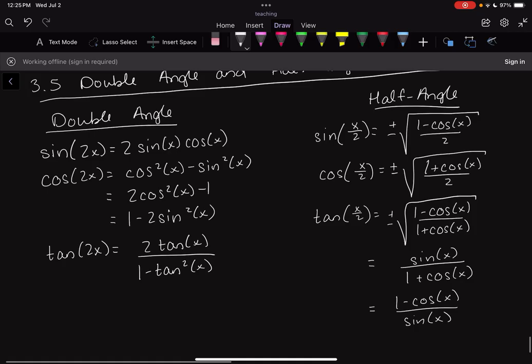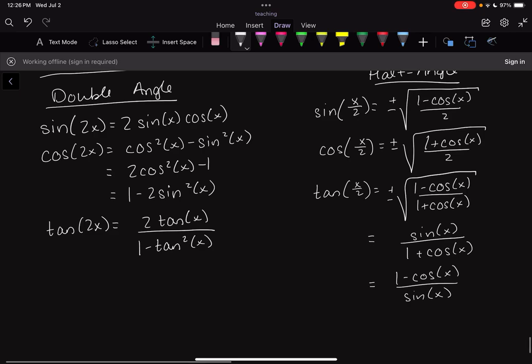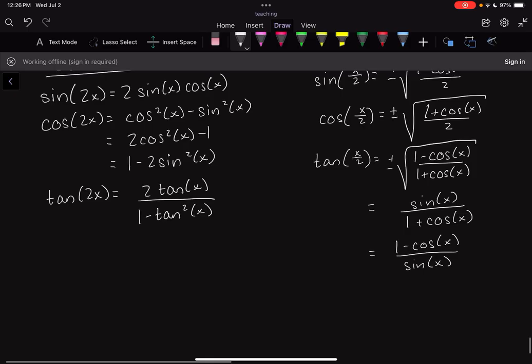So those are all of your identities, and these are all written on the identity sheet that you'll be given on test 2. So you don't actually have to memorize these or anything like that, by no means. You just have to know how to work with them. So let me show you some examples of how we can work with these different problems.